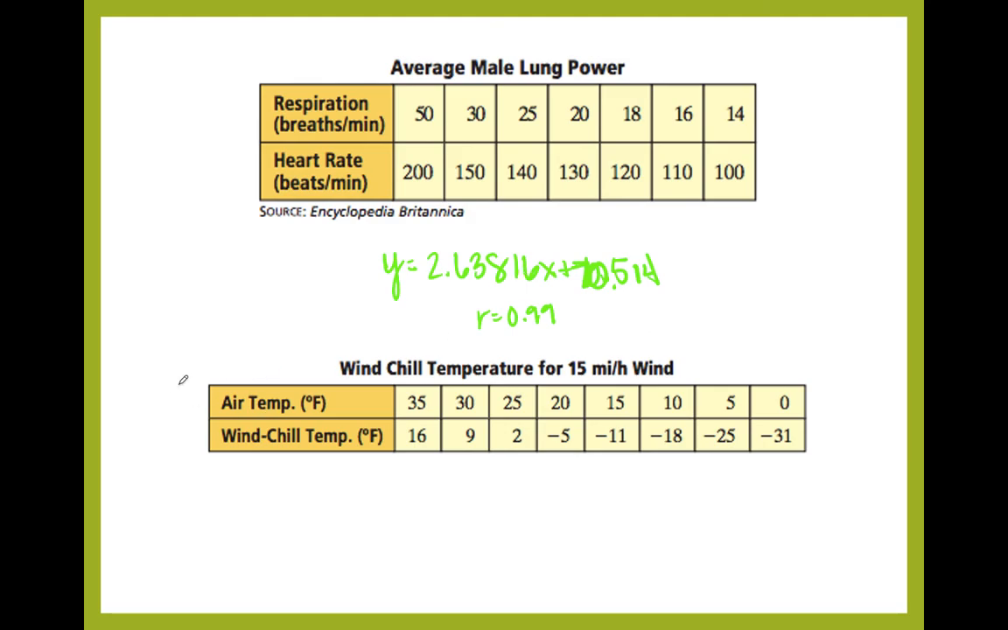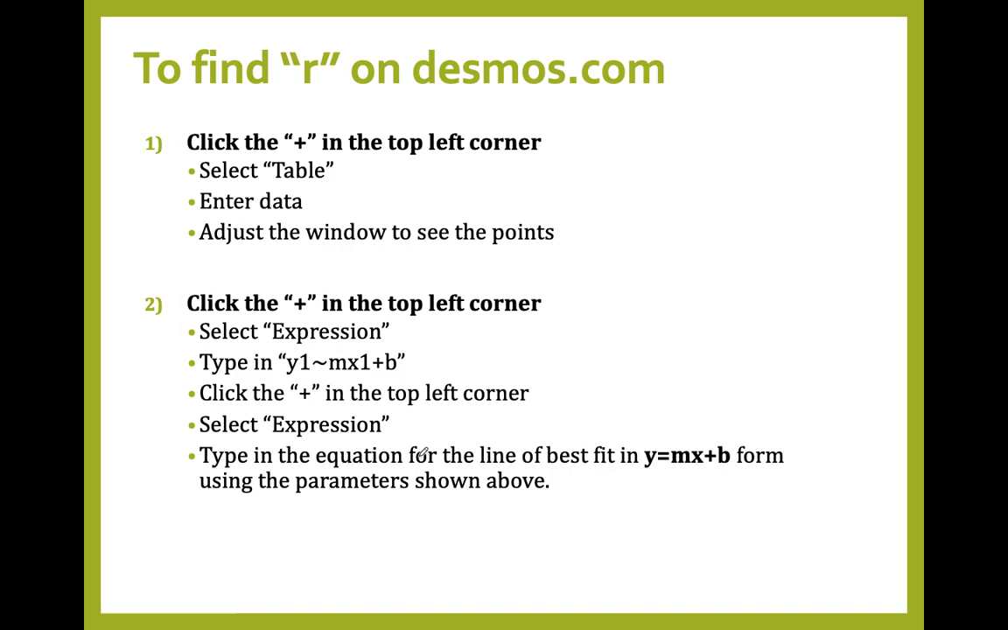Okay, so I'm going to have you try this second example here. This is in your notes, so I'm going to pause the video or go back to the directions for the Desmos so you can go to desmos.com, follow along these steps right here, and find the equation for the line of best fit for that second table, the wind chill temperature for 15 miles an hour winds.